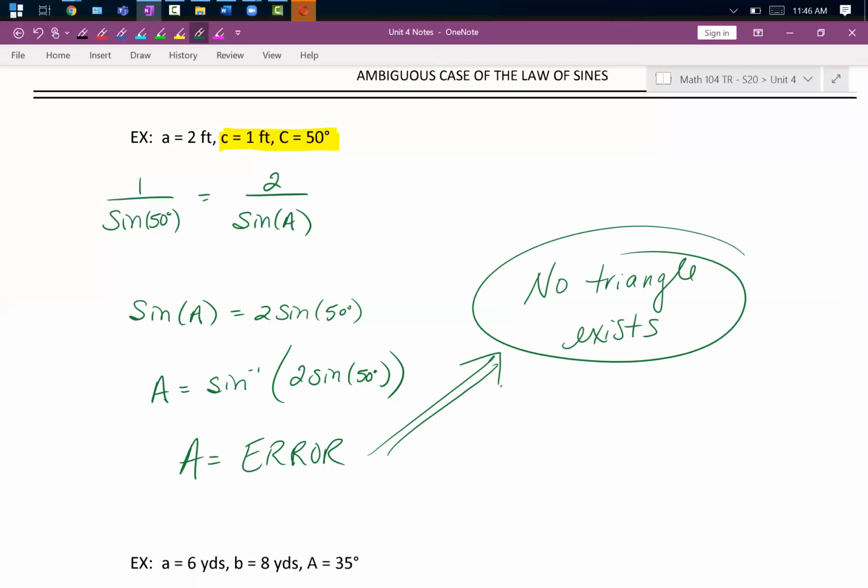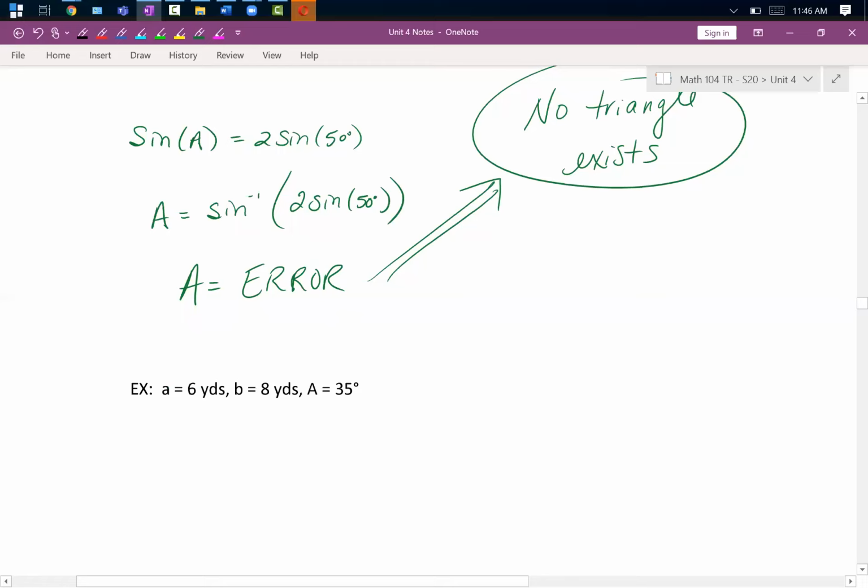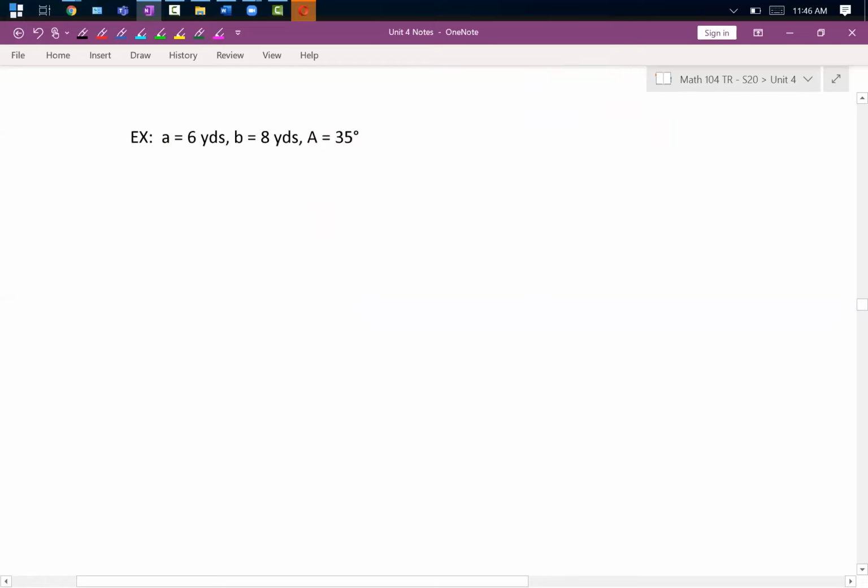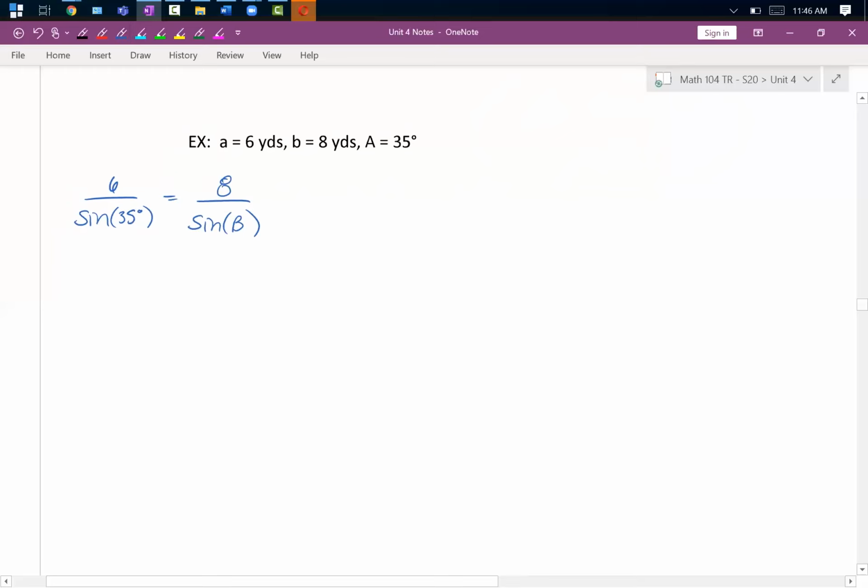Questions at all? Okay, let's try another. I have a pair of A's, so I know I'm going to use law of sines, but I only have one angle, so that tells me that's the ambiguous case. I'm going to start it like I always do. So 6 over sine of 35 is going to be equal to my side B, which is 8 over sine of angle B. I'm going to start by solving for B.